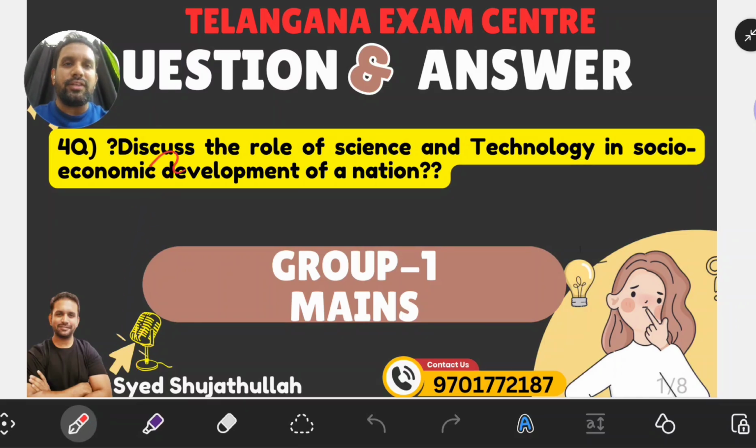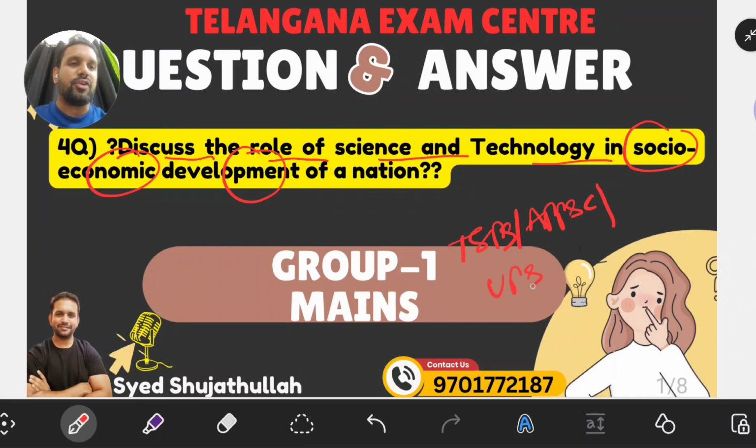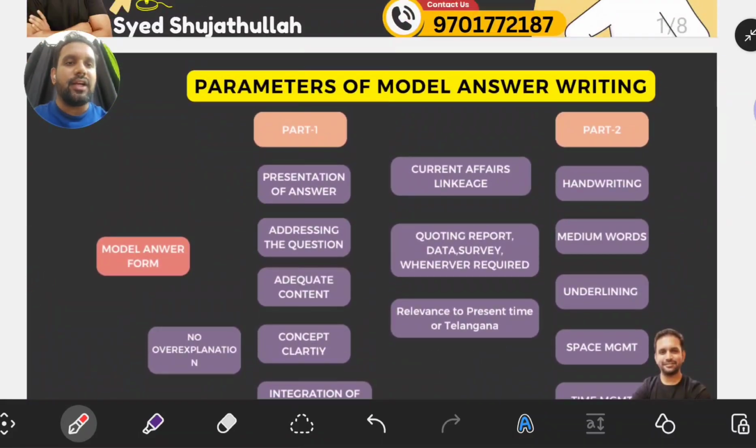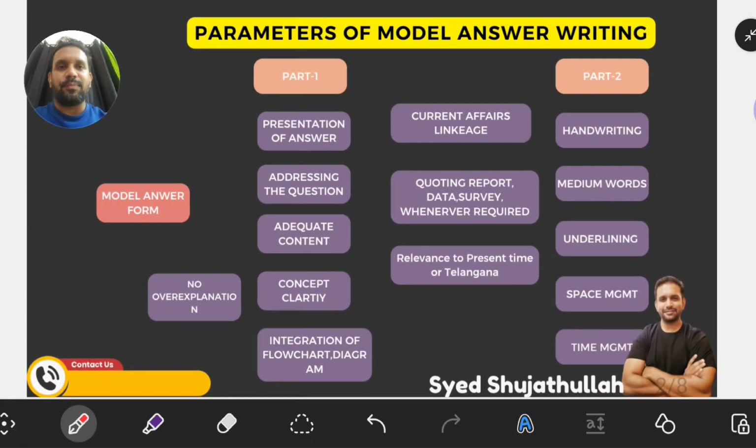So you can see here what is written: Discuss the role of science and technology in social and economic development of a nation. Very important for Group 1 TSPSC, or if you are writing Andhra Pradesh Public Service Commission or UPSC or any state PSC. All the Indian subjects are very common to all the PSCs and UPSC, so you can be a part of me. Right, now let us see how to write this particular question.